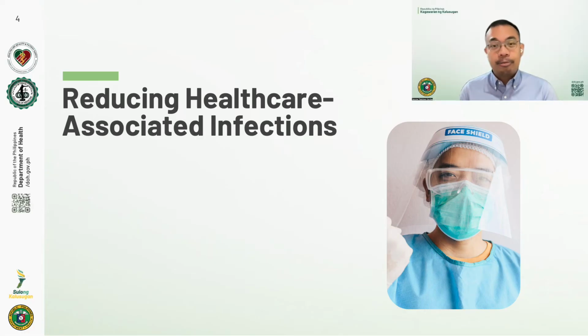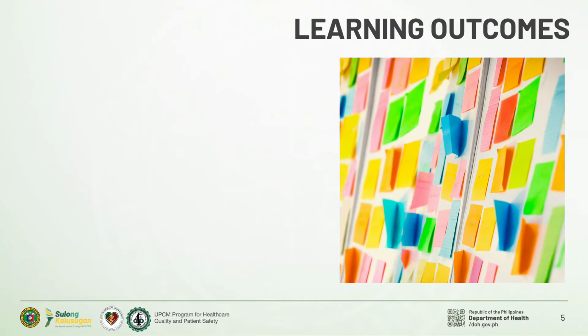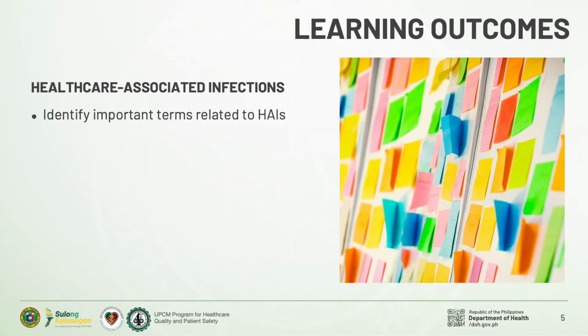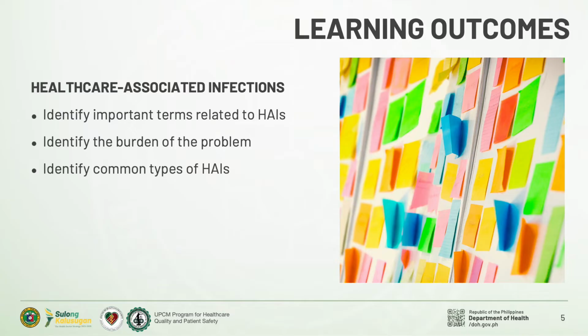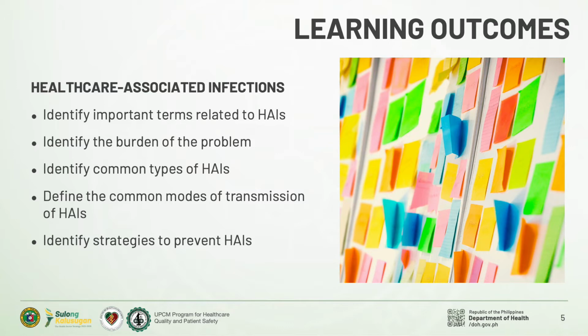This specific session of Module 3 focuses on reducing healthcare-associated infections. At the end of this session, we should be able to identify important terms related to healthcare-associated infections or HAIs, identify the burden of the problem, identify common types of healthcare-associated infections, define the common modes of transmission of HAIs, identify strategies to prevent healthcare-associated infections, and finally, identify the importance of surveillance and monitoring.